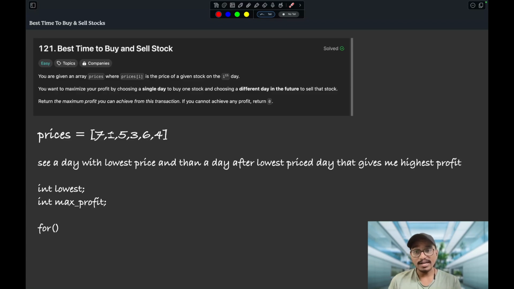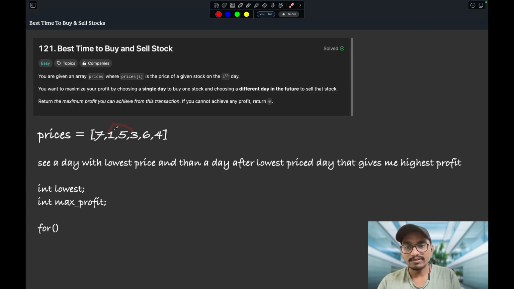Since 5 is not lower than 1, I have a chance to sell my stock, because I have got a higher price. So I would sell on this day and note my profit: 5 minus 1 is 4. So 4 is my current max profit, and I would store it. Then I would move to the next day.